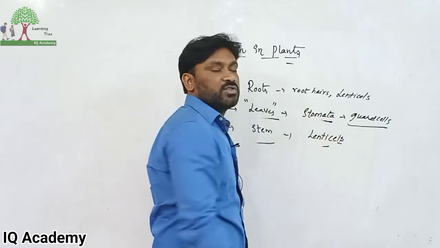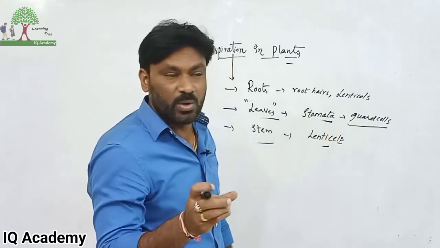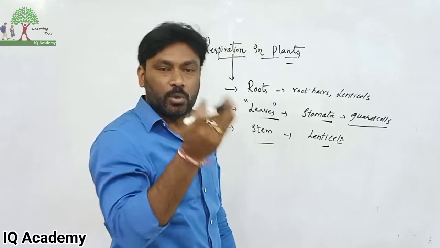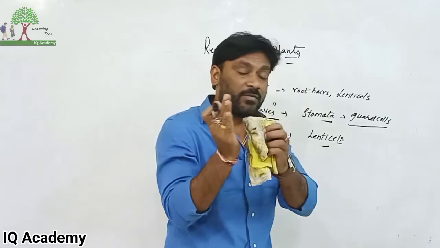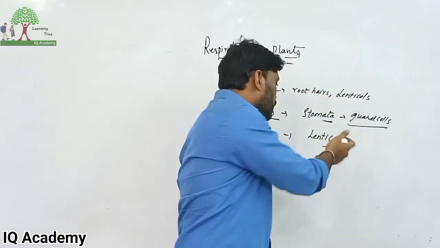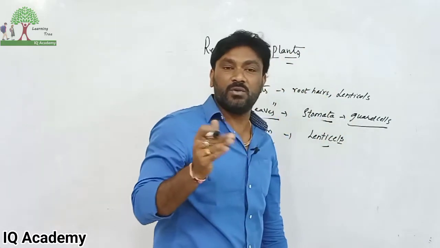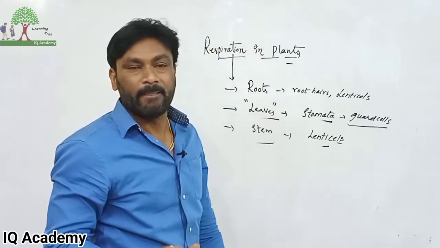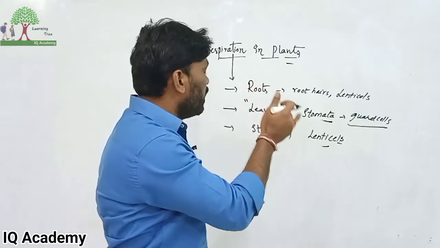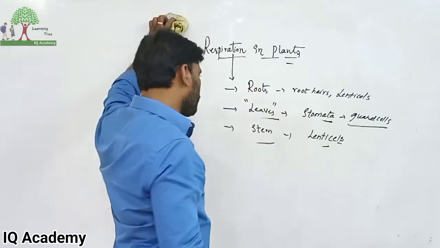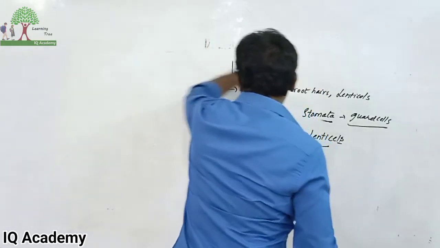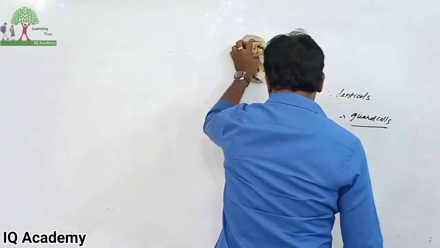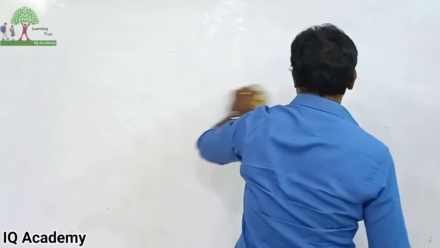And lenticels in the stem also play a major role. They are present just below the surface of the bark, not above it, just behind the bark. These cells are useful for exchange of gases. So this is about respiration in plants. Now we can prove that plants respire, and which gas is released.